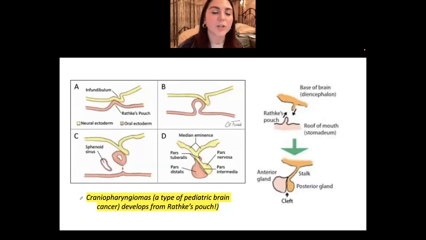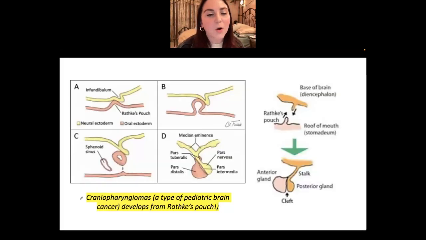There's something called a craniopharyngioma, which is a very fun word to say. You'll talk about this a lot in neuro, but it does come up in endo. This can 100% be a question that you see. A craniopharyngioma is a pediatric brain cancer that develops from Rathke's pouch, exclusively. So if you're in an endo block, which you have an advantage with in first year because you haven't had tumors yet like in second year, if you see a child that has a headache, you're like, oh my God, it's craniopharyngioma.